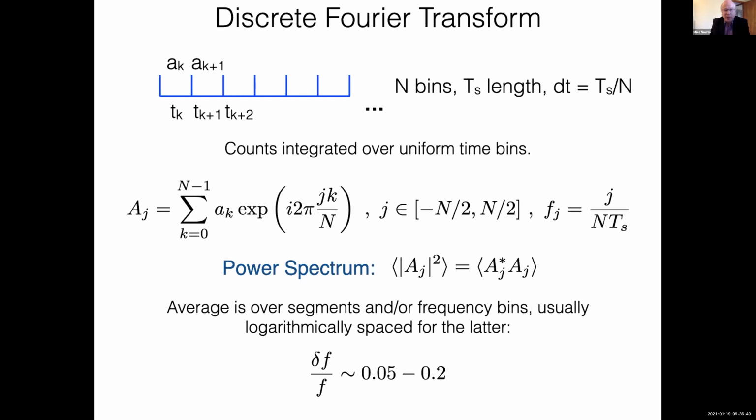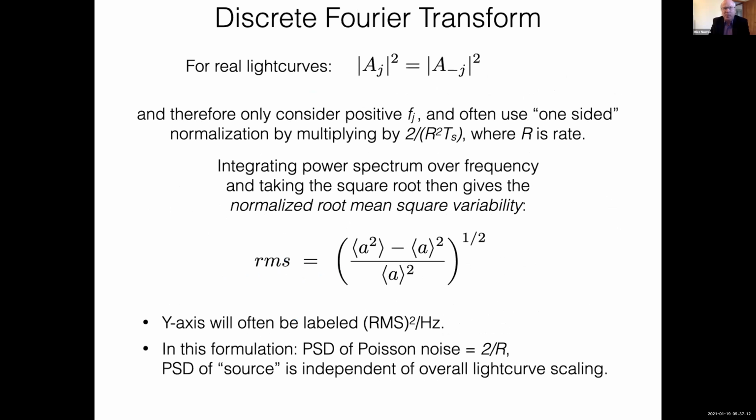Now, what we do in this process is two averages. We average over the number of segments that we have for the light curve, and also we typically average over adjacent frequency bins. And we usually do a logarithmic averaging where the number of frequency bins that we average over increases as we go to higher and higher frequencies. So delta F over F is typically on the order of 5% to 20%. And you're going to see this coming up in the talk.